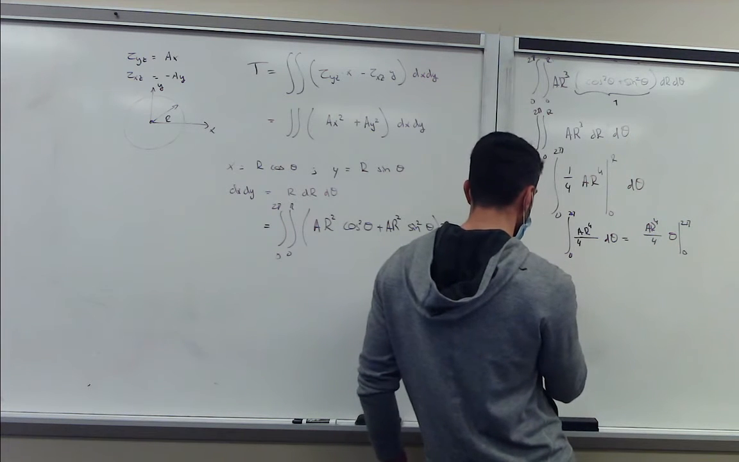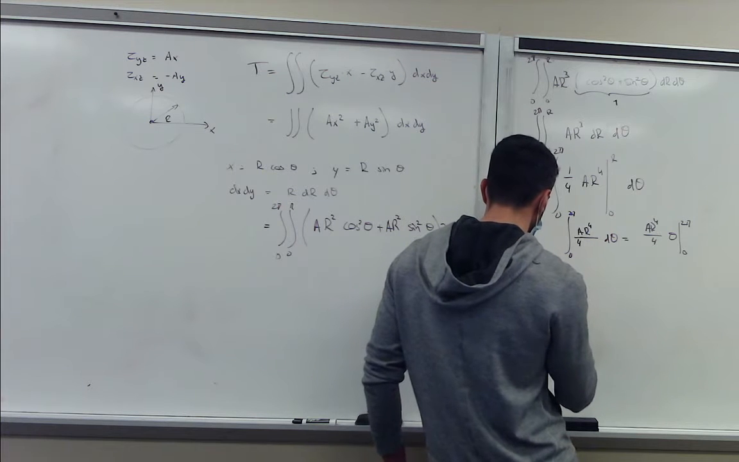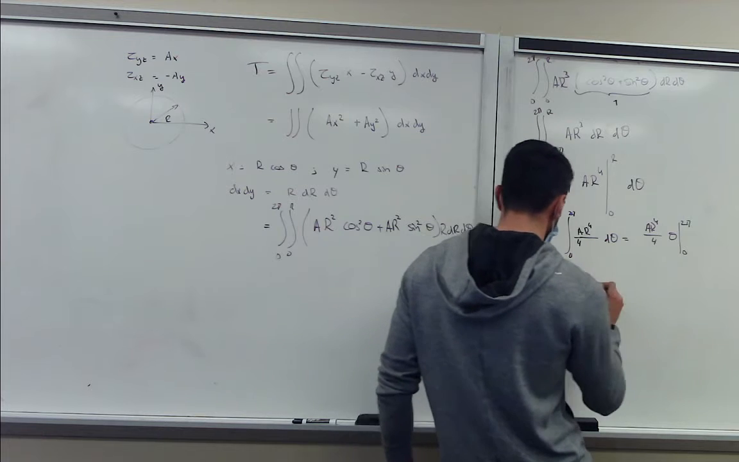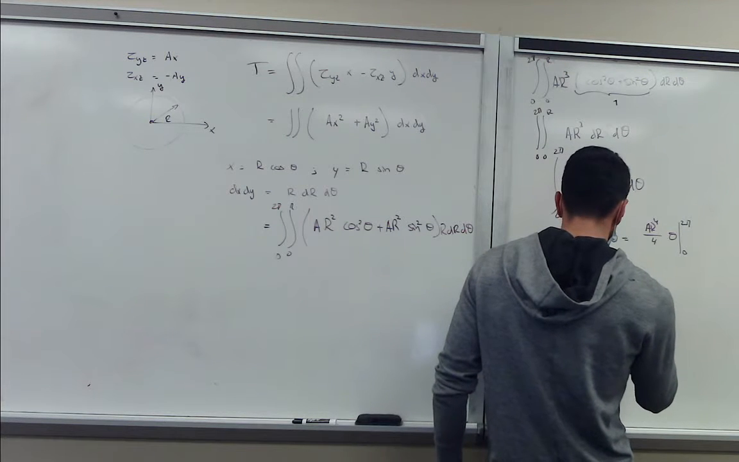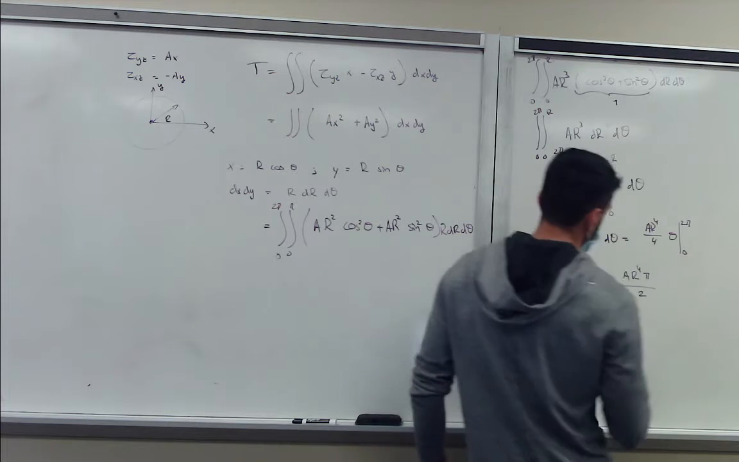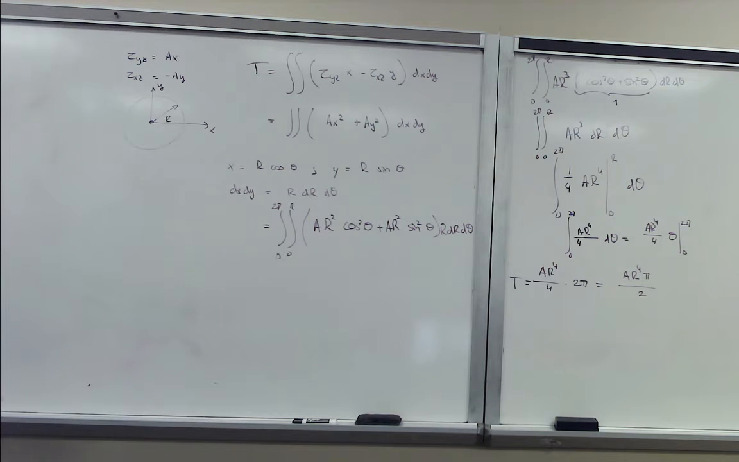So basically, what we get is ar to the power 4 over 4 multiplied by 2 pi. So this is the torsion. You can simplify it, saying ar to the power 4 times pi over 2. So that's our final answer. That's the torsion function. So we could just plug in the r and get the torsion values.